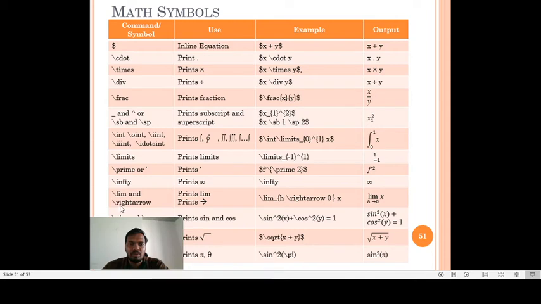If you want to print right arrows, then we have the slash right arrow command, so it will print a right arrow. For sine we have slash sin. For cos we have slash cos. For square root we have slash sqrt. For pi we have slash pi. And in this way you can use different commands to print different mathematical symbols.